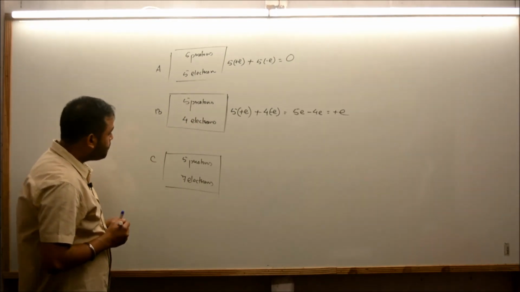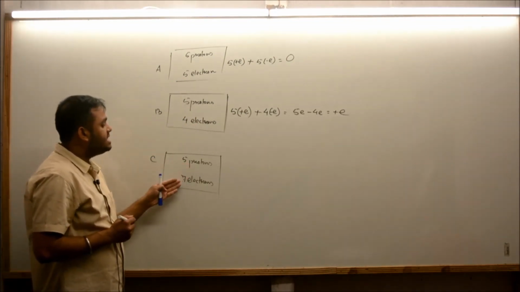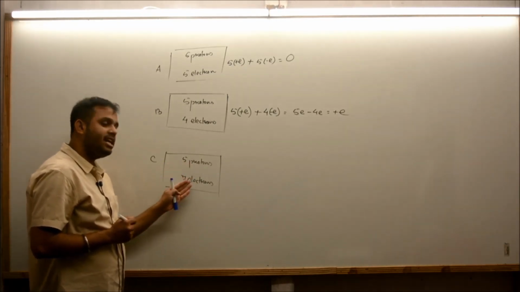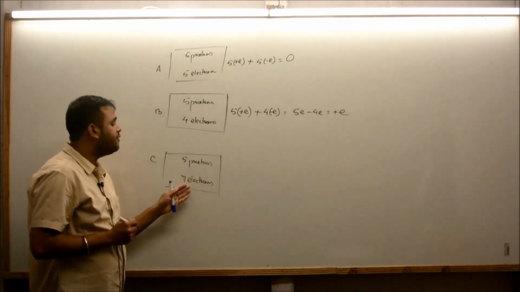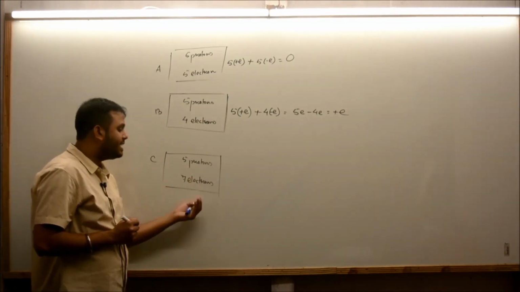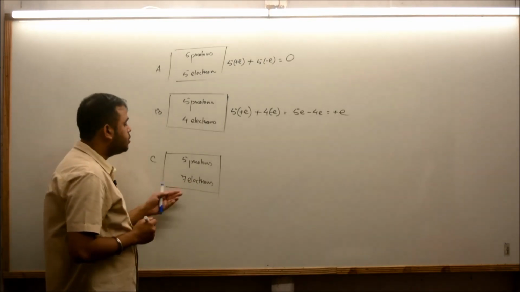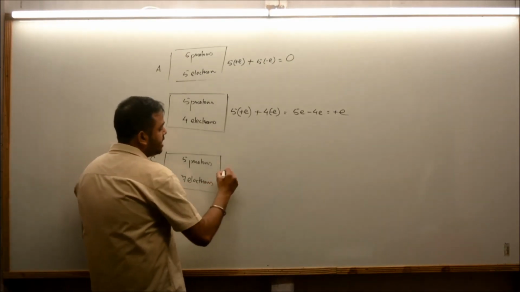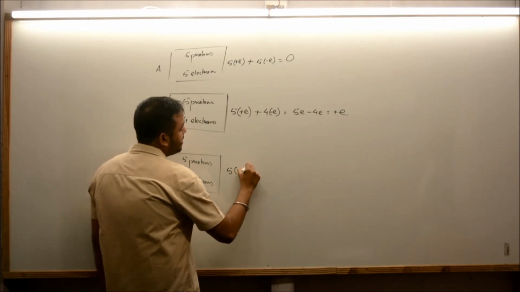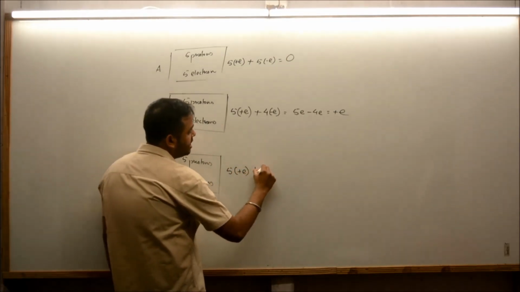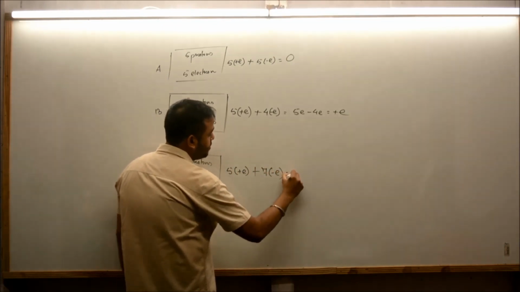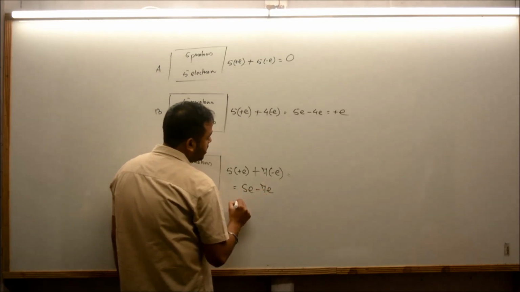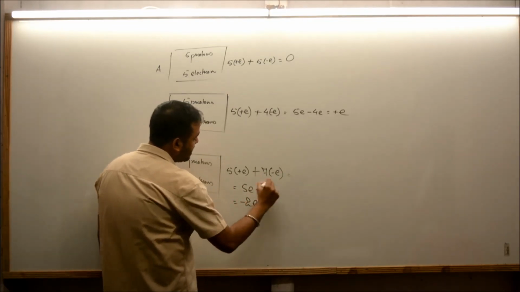Now let us have a look here. It has 5 protons and 7 electrons. Earlier this body had 5 protons and 5 electrons only, but during friction or rubbing it gains 2 electrons from the other body. So now it has 7 electrons and 5 protons. Now let us calculate the total charge in it. It is 5 protons, that means 5 times plus E, and 7 electrons, that means 7 times minus E, that means 5E minus 7E. Now its charge is minus twice E.